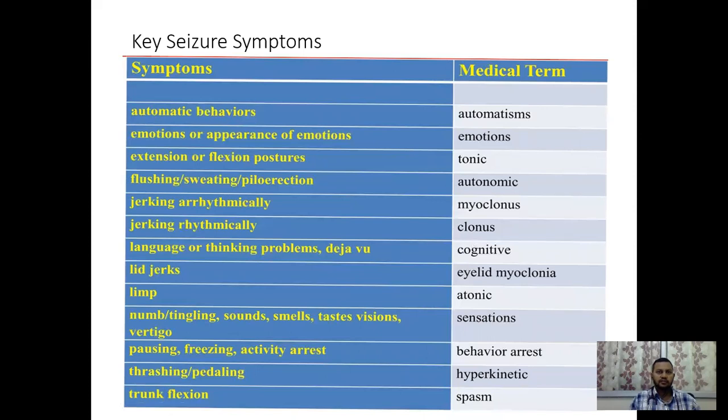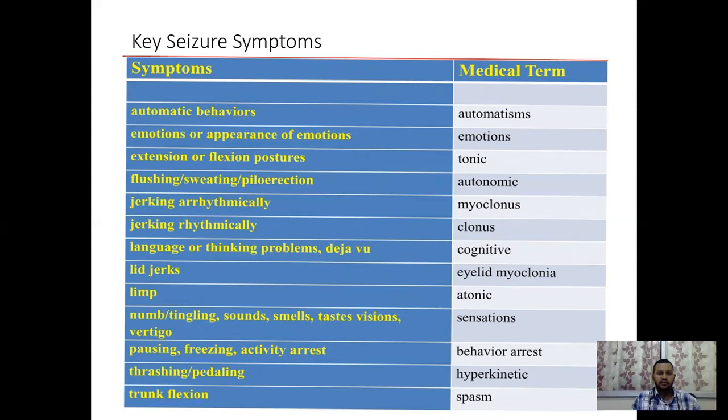Key seizure symptoms: automatism, emotions, extension or flexion postures. Flushing, sweating, and piloerection are called autonomic symptoms. Jerking rhythmically: myoclonus. Language or thinking problems, déjà vu-like symptoms: cognitive. Lid jerks: eyelid myoclonia. Numbness, tingling, sounds, smell, taste, visions, and vertigo sensation.